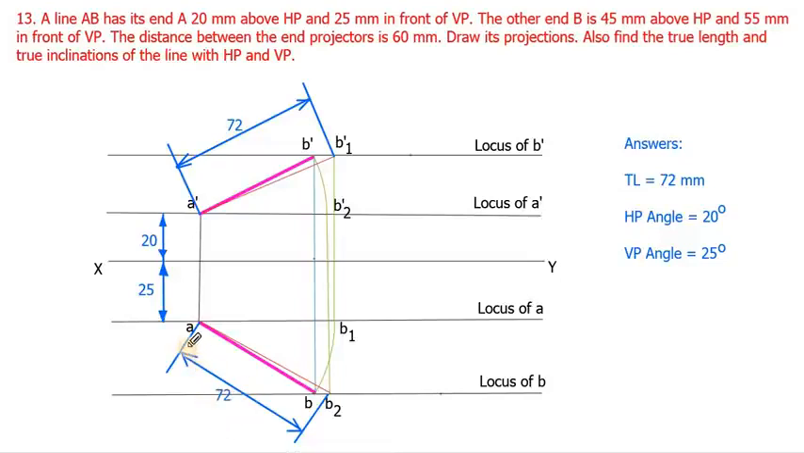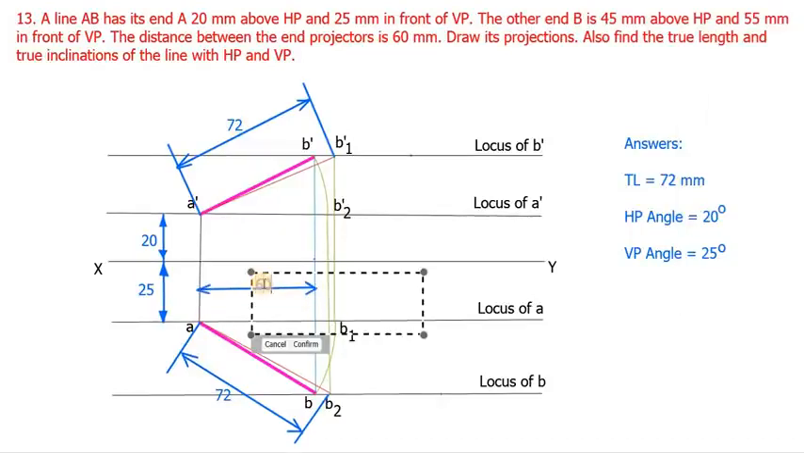Just draw a closed arrowhead. Don't draw like this. Since I am using software, I couldn't draw a closed arrowhead crosswise. You should draw only a closed arrowhead like this. Similarly, the end projector distance we have drawn is 60 mm, so just mention that also. It will be 60 mm. So that's all. We have marked all the dimensions.